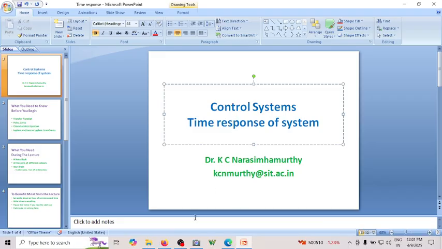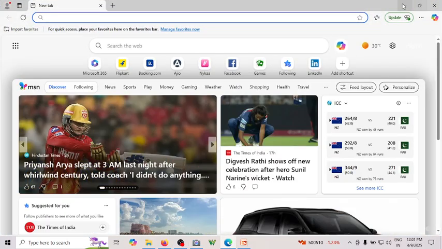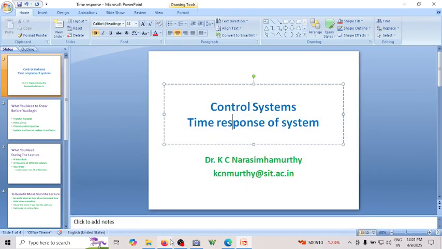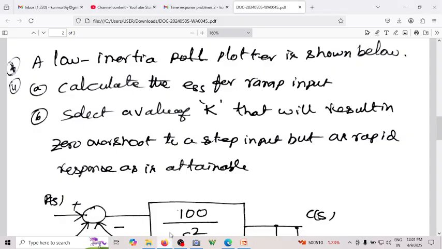Now we will start with the problem. This is the problem we're looking at. A low inertia plotter is shown in the block diagram. This is the block diagram.